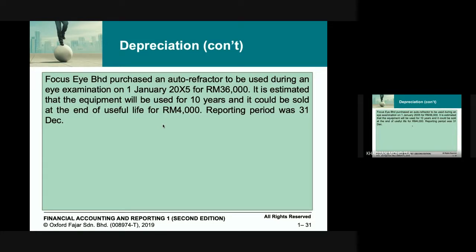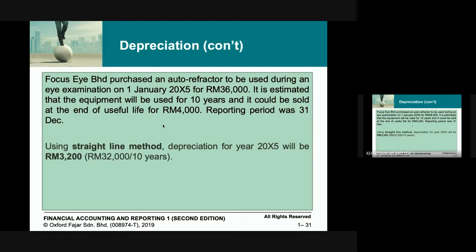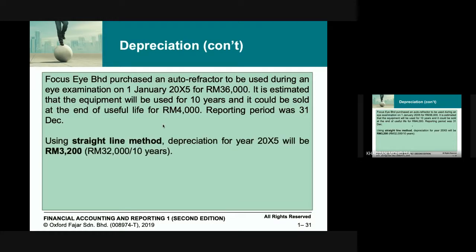So how would you compute your depreciation using the straight line method? The depreciation would be 36,000 minus 4,000, divided by 10 years. So that's how you get 3,200 per year, per annum.